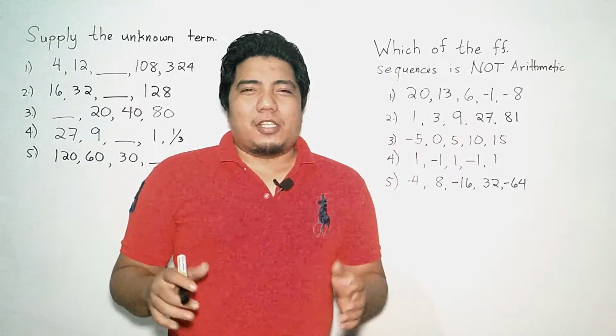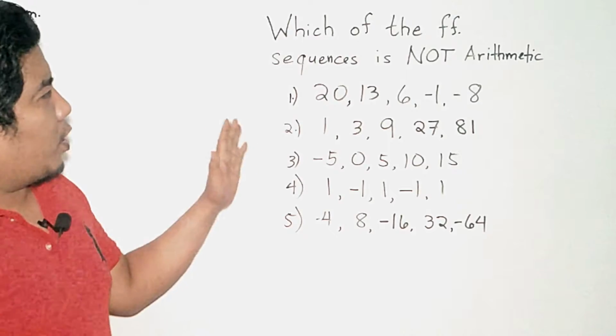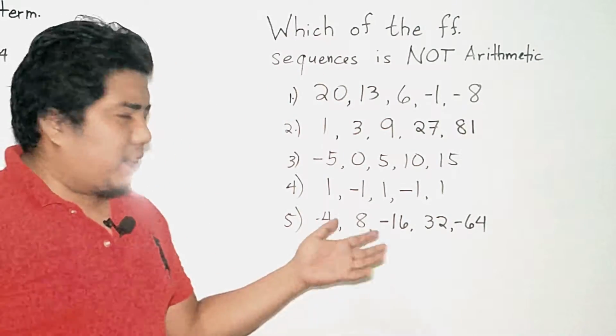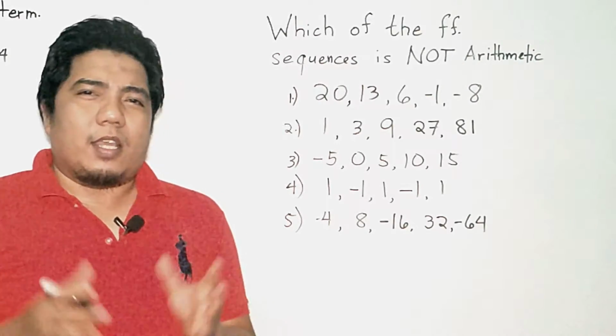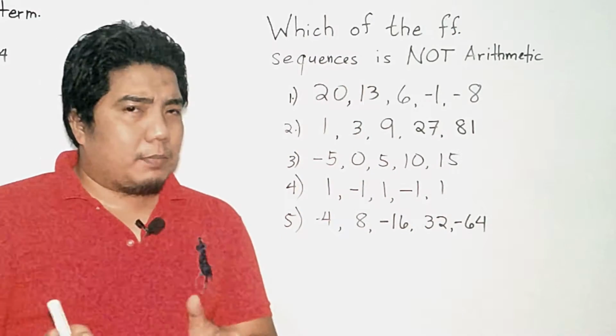Hello math learners, let's check this out. Which of the following sequences is not arithmetic? We have 5 different sequences given, which is all about sequences. The question is, which among these given are not arithmetic?